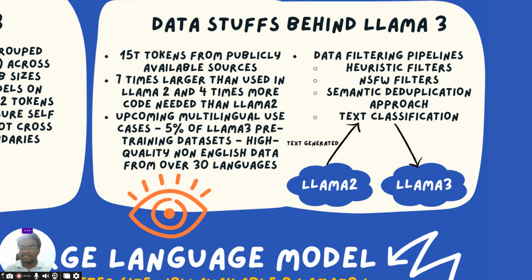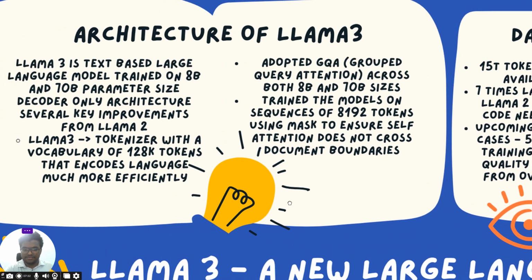To train the text classification for Llama 3, the researchers at Meta used Llama 2 to generate the data. So it's a very interesting case. Why? Because they are using the previous version of the large language model to train the newest large language model. They used Llama 2 to train Llama 3, a more sophisticated approach for text classification. So these are all the data stuffs behind it.